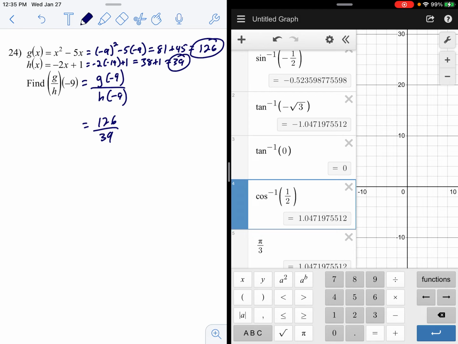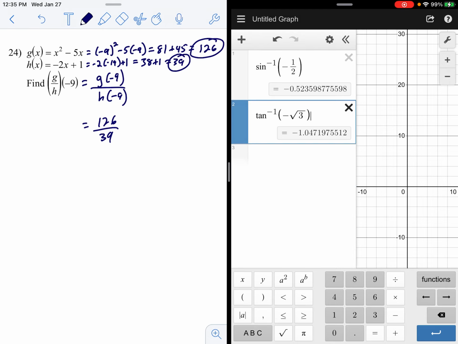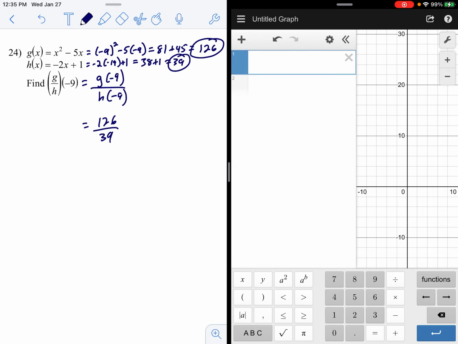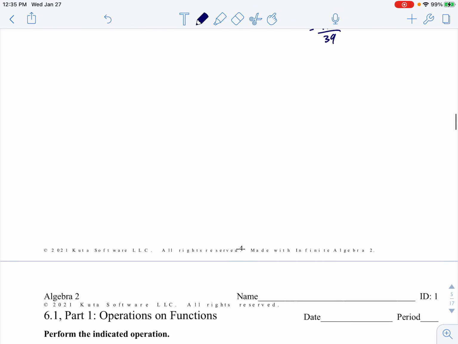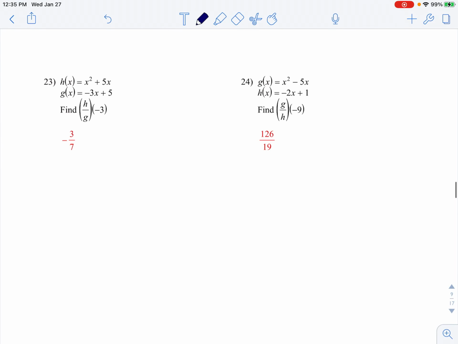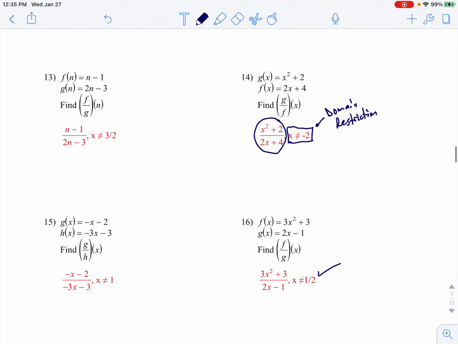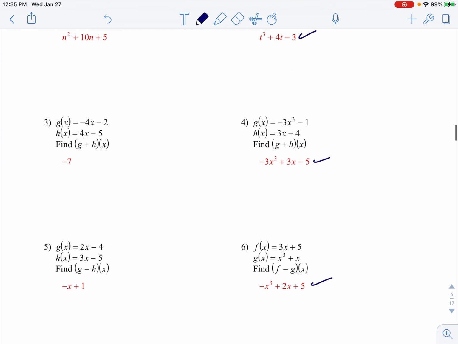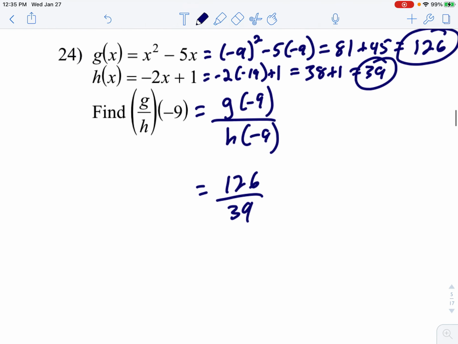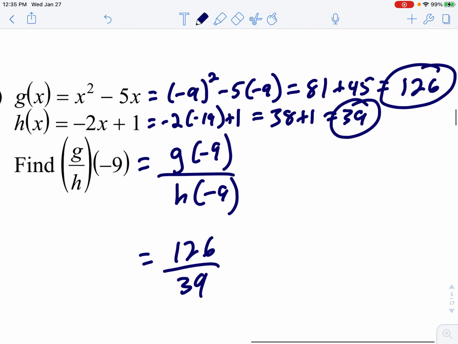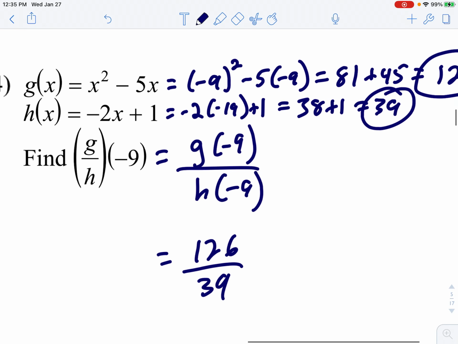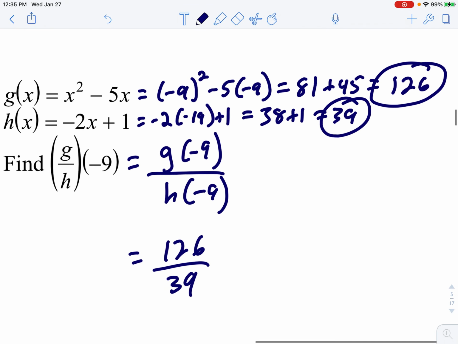Oh, look. Okay, what you see on the screen right now is called trigonometry. You might get to do that sometime this year. 126 divided by 39, a decimal. So either I did it wrong, or the answer is supposed to be a decimal or a fraction. Let me check number 24. Oh, 126 over 19. 19? I don't have 19. I have 39. All right, what did I do? What did I do?